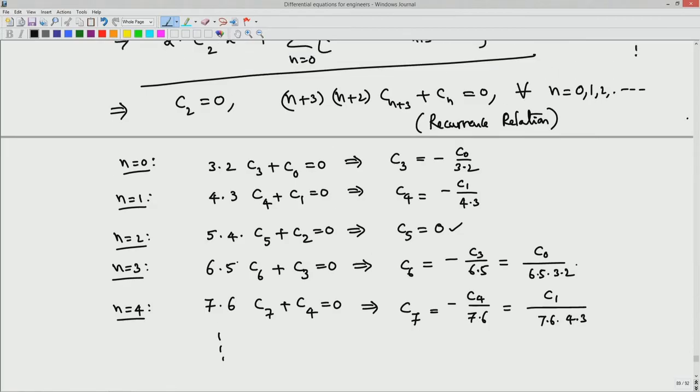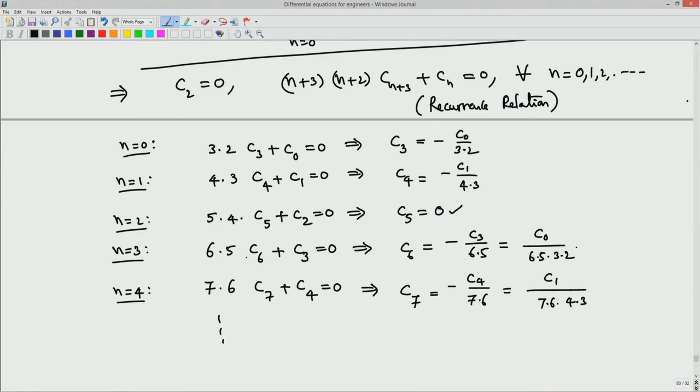So, I know pretty well C2 is 0, C5 is 0. Next thing is C8 will be 0. Every 3 terms will become 0. I have C0, C1, I am not able to calculate. So, they are arbitrary, they can be anything.